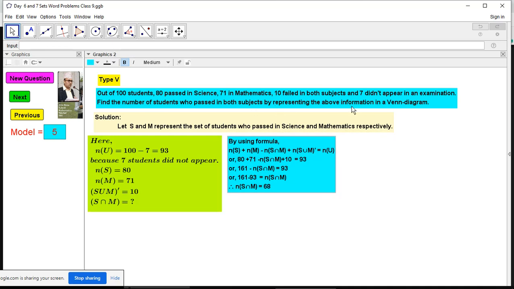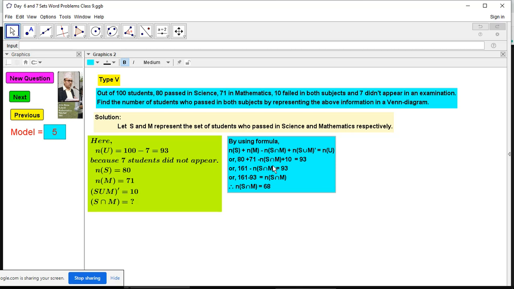Now moving to the next part, dear student. Here also we have to use the formula, because sometimes you may get a question asking first for the Venn diagram and solution, or first the solution and then the Venn diagram. Both you can do. Find the number of students who pass in both subjects by representing the above information in a Venn diagram. Let's see what the intersection part is: number of S intersection M equals the sum minus the complement in U. Many times we have repeated this formula.